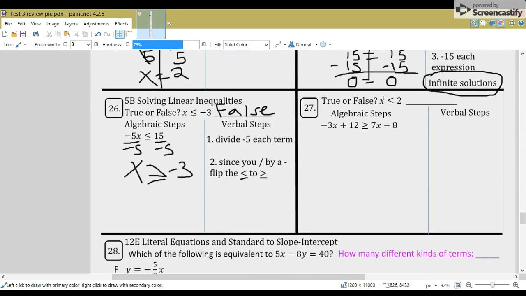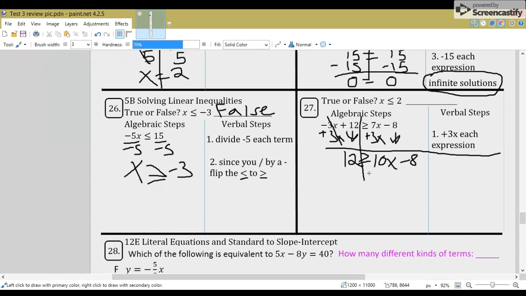27. True or false? X is less than or equal to 2. Algebraic steps. -3 times x plus 12 is greater than or equal to 7 times x minus 8. So the first thing you want to do is get all the x's on one side. Let's add 3x to each expression. Line up your x's so that you can combine the like terms. That's 0. Break down the 12. Break down the sign. 7x plus 3x is 10x. And then break down the minus 8.